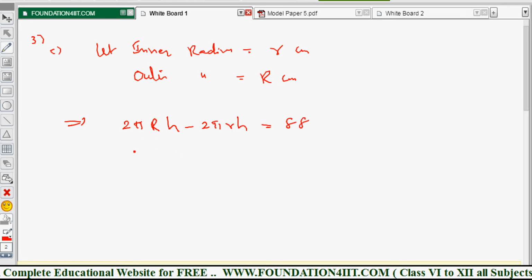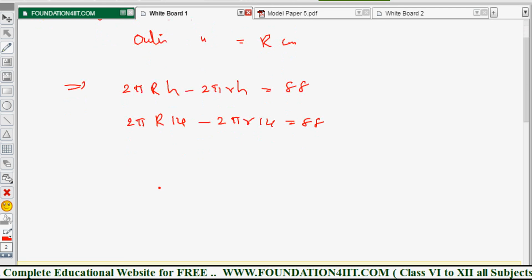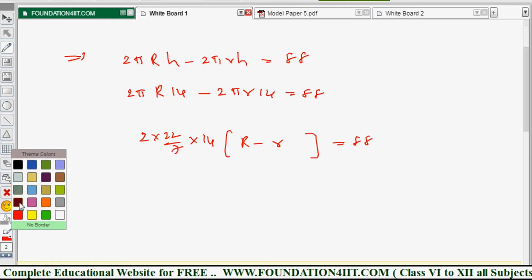Here h is 14. So 2 pi capital R into 14 minus 2 pi small r into 14, that is 88. So let us take the common values, that is 2 pi, with pi as 22 by 7, and 14. You can take 2 into 22 by 7 into 14 common, here is capital R minus small r, that is equal to 88. We will simplify by cancellation.